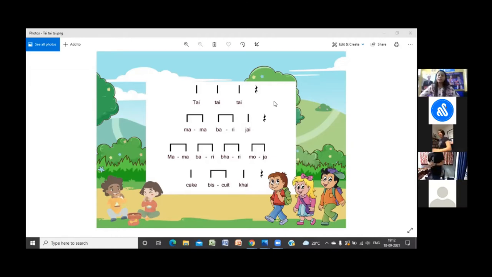Means I will clap the rhythm. Tai, tai, tai. Mama bari chai. Mama bari bari mocha cake biscuit kai.